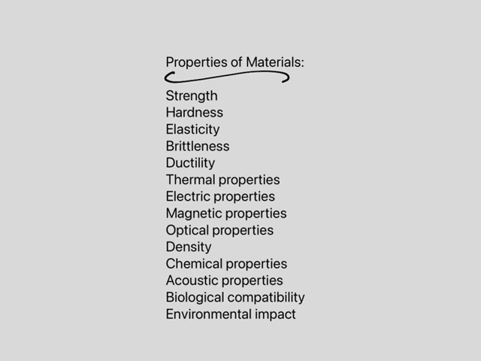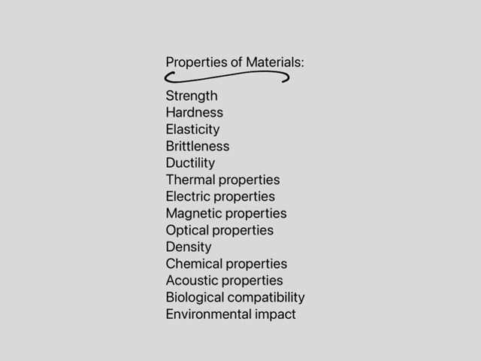Magnetic properties. Some materials like iron can stick to magnets, others don't do that at all. Optical properties. Materials can be seen through like glass, partially see-through like frosted glass, or completely block light like a wall. Density. Density tells us how heavy something is for its size. A feather is less dense than a rock.